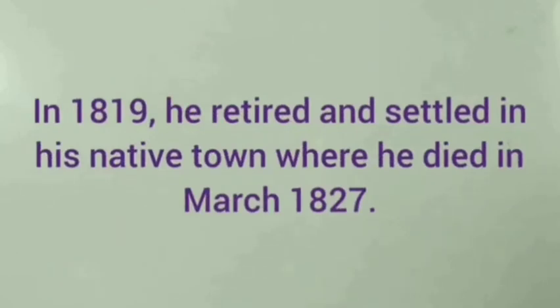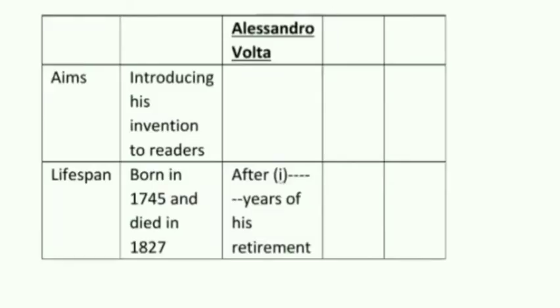In 1819, he retired and settled in his native town where he died in March 1827. This is the passage we have learned about Alessandro Volta, and we already have collected so many pieces of information. Now we should complete our table. Alessandro Volta. Aims: introducing his invention to readers. Life span: born in 1745 and died in 1827.